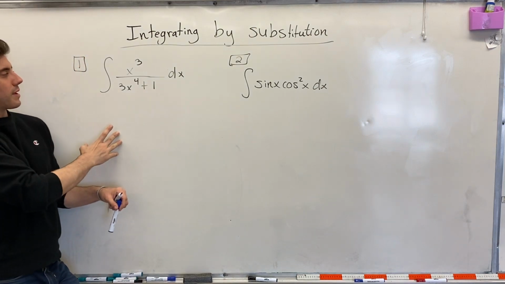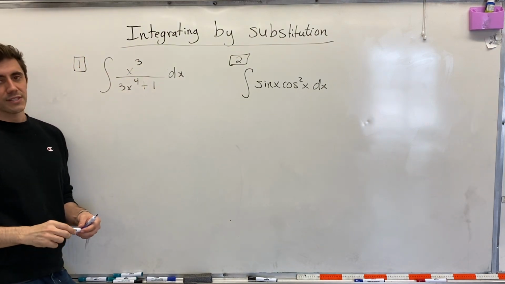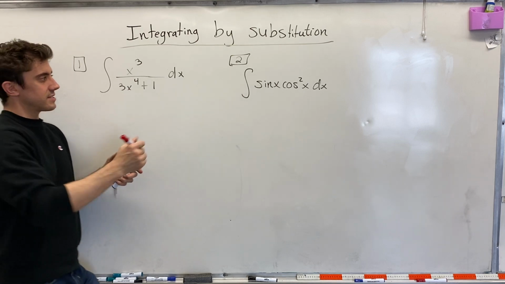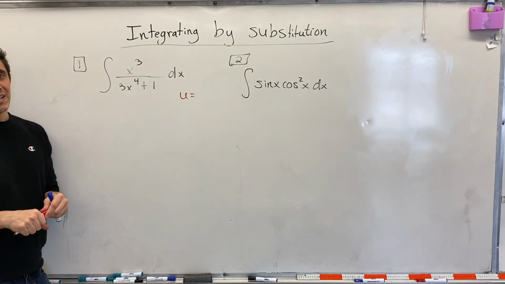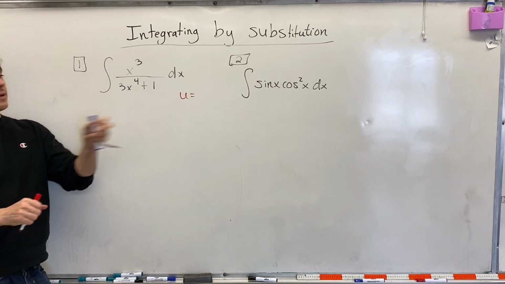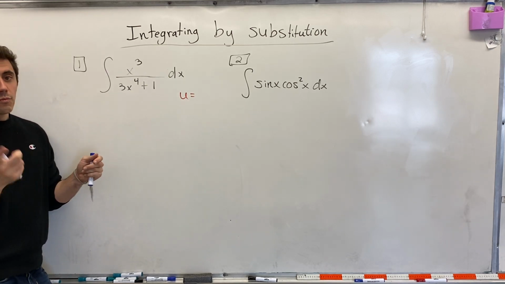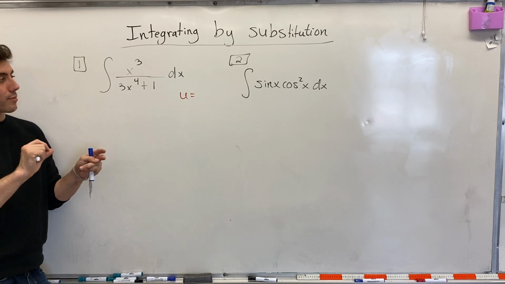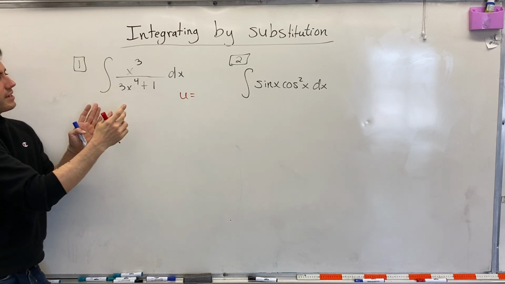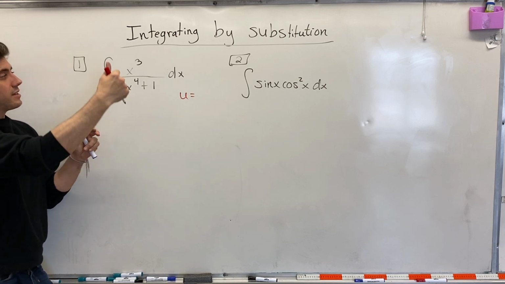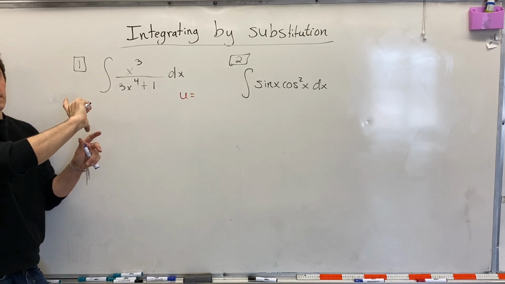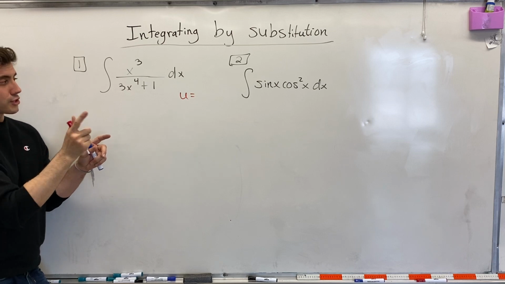So for our first example, we have the integral of x cubed over 3x to the 4 plus 1. Our first task is to choose some part of the function to substitute with u. Oftentimes, what we're looking for in this step is what part of the integral we could differentiate and find the resulting derivative in another part of the integral. That might sound a little funky, but I'll show you what I mean.